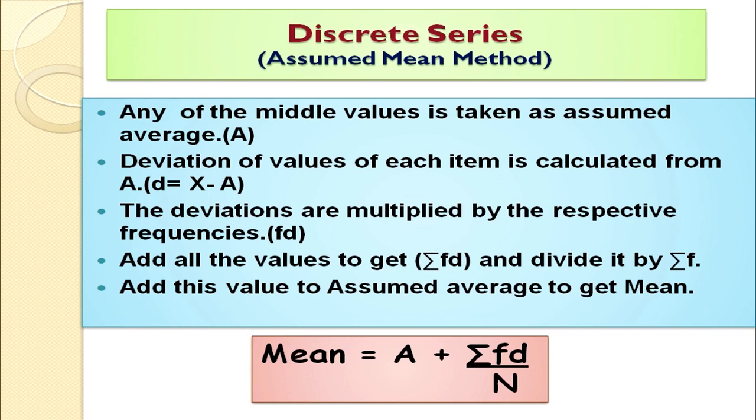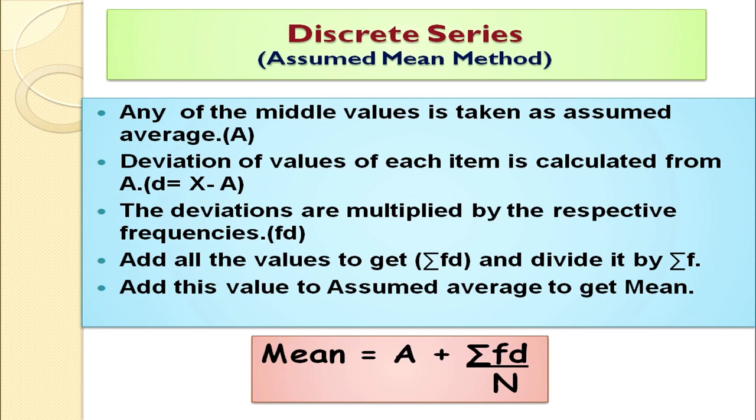The next step is we are going to calculate d, that is x minus a. Once I know the deviation, then I am going to multiply with the respective frequencies. So, deviations are multiplied by the respective frequencies to get the FD column. Now, we got FD, we are going to add up all these FD to get summation of FD. Over here we know n stands for summation of frequency. Hence we can draw the formula, mean is equal to a plus summation of FD divided by n.